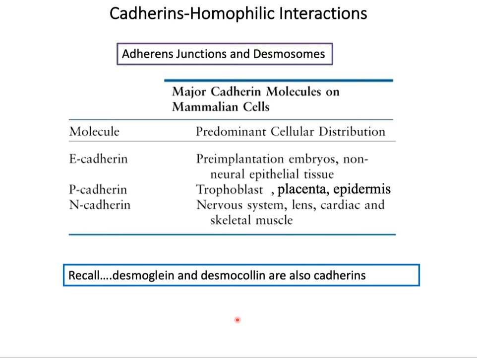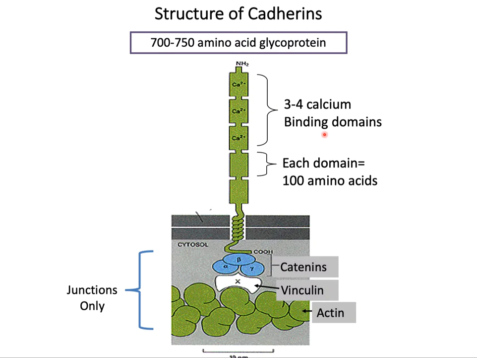And you remember we talked about several of these cadherins as well. Desmoglein and desmocollin are members of this family, and they are the transmembrane linker proteins in desmosomes. So this is a general structure of cadherin. They are glycoproteins that are made up of between 700 to 750 amino acids. They have a very interesting 5 domains in the extracellular space shown here, and each of these domains is about 100 amino acids. Three or 4 of these domains are often able to bind calcium, and so the binding of calcium is really, really important in the function of cadherins.